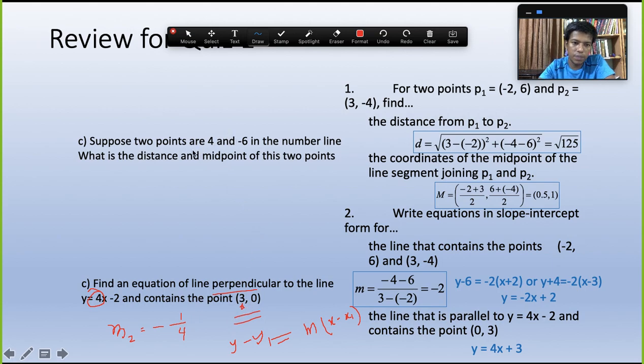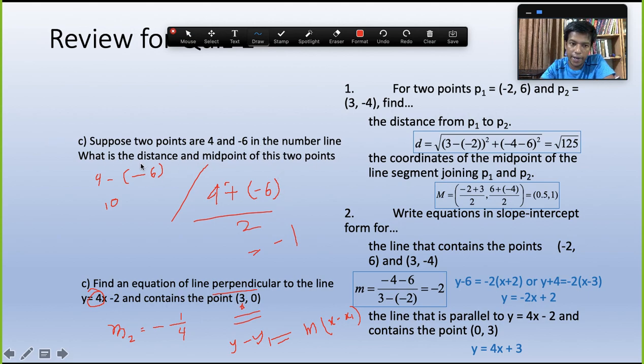And this math, suppose the 2 points are 4 and minus 6. So the distance, actually, will be 4 minus minus 6. That means the distance is 10. So this distance is simply 10. Okay, and for the midpoint, you add the two numbers and divide by 2. So this is 4 plus minus 6, divided by 2. So the answer is what? 4 minus 6 means minus 2. Minus 2 divided by 2 means minus 1. So that will be the midpoint of these 2 points.